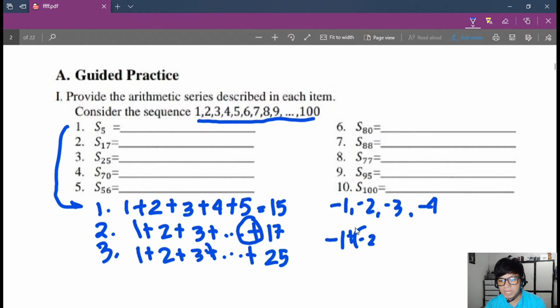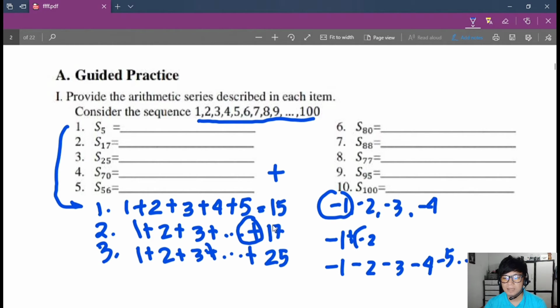Pero, pwede naman na ma-combine yung plus and minus. So, plus and minus is negative, diba? So, negative 1 minus 2 minus 3 minus 4 minus 5 up to saan yung hinahanap natin na sum. So, not all the time ang gagamitin natin is a plus sign. May mga times na meron tayong minus sign or negative sign. Depende sa anong given.